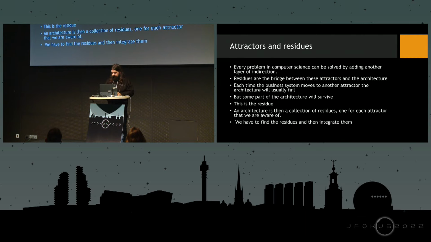And so we come to the concept of a residue. They say that every problem in computer science can be solved by adding another layer of indirection, and that's exactly what a residue is. The residue is how we capture this idea of an attractor in our architectures.